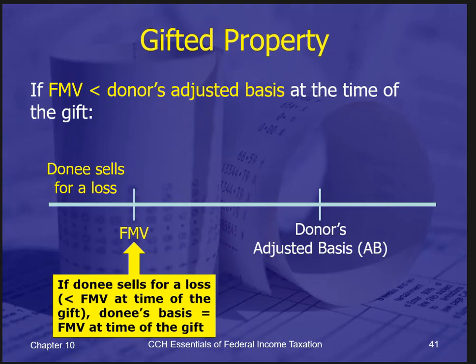So now we fast forward to when the donee, the receiver of the gift, sells it. All right? So if we have two values, fair market value at the date of gift and the donor's adjusted basis, if the donee sells it for lower, on this side of the spectrum over here, lower than the fair market value, then their basis is fair market value at the time of the gift. So basically, the loss that was inherent in the property when it was given doesn't count.